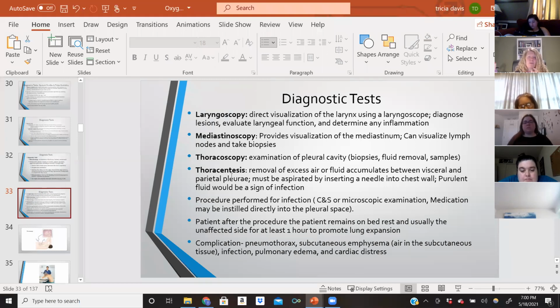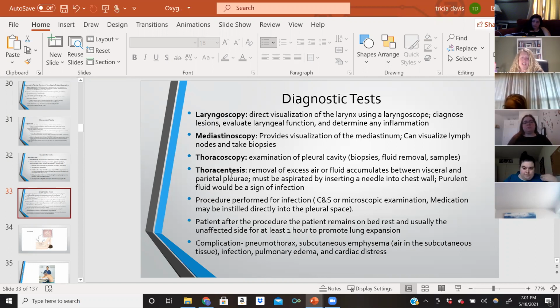And then thoracentesis. So we see these done all the time in the med-surg setting. This is where we go in and we remove excess air or fluid from the visceral and the parietal pleura. What they do is they insert a needle into the chest wall and they pull out any air that's in there or any kind of fluid. If the fluid is purulent, that would be an indicator of an infection, and they usually send off the fluid to check it. They do cultures to see what it is, and then of course they can also do it for cytology if they think there's any malignancy involved.